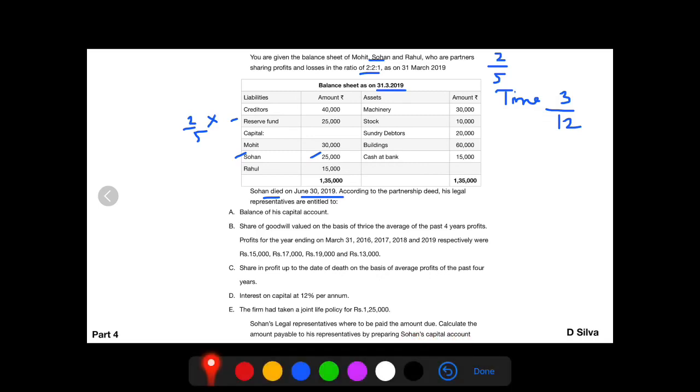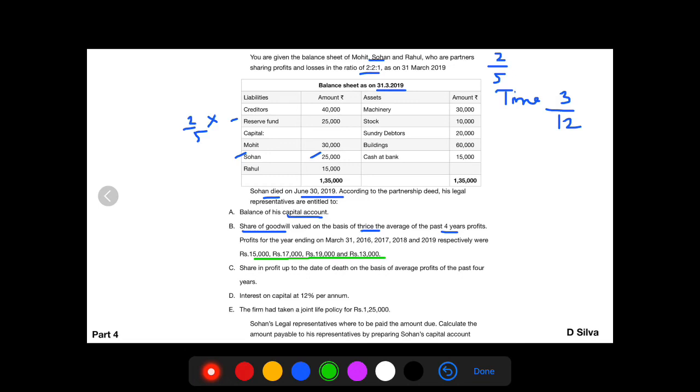So let's follow the first adjustment. First and foremost, in Sohan's capital account we are going to show his capital, which is rupees 25,000. Next, share of goodwill. To give Sohan's share of goodwill, first we need to find out the firm's goodwill. For that, the question provides us with the information. The value of goodwill is based on thrice the average profit of past 4 years. So the profit for past 4 years is 15,000, 17,000, 19,000 and 13,000.